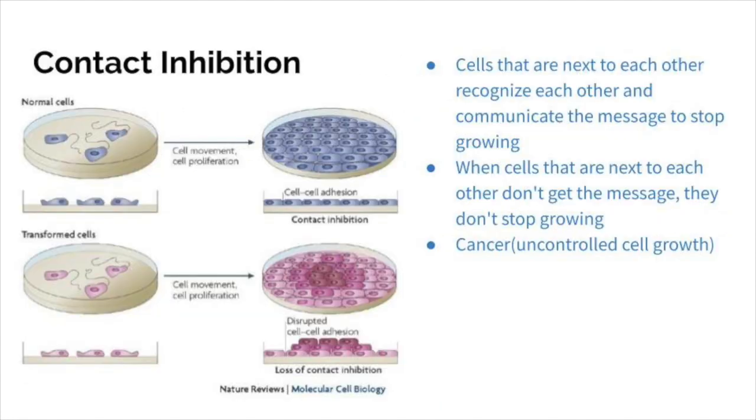Another example of this communication is contact inhibition. Cells that are next to each other recognize each other and communicate the message to stop growing. When cells that are next to each other don't get that message, they don't stop growing. This can lead to diseases such as cancer, which is a form of uncontrolled cell growth. These examples are all forms of direct cell-to-cell communication because cells must be touching in order for the cells to communicate.